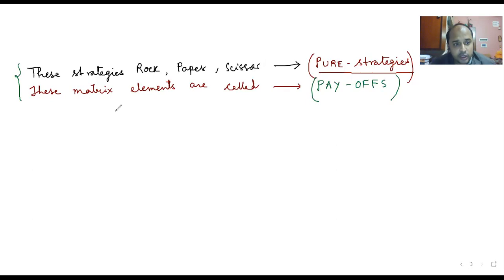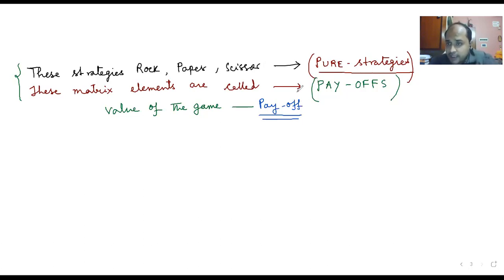Value of the game is also a kind of payoff. Value of the game is also a kind of payoff, because it is nothing but one of the values from all possible payoffs. Okay, so value of the game is also a kind of payoff.